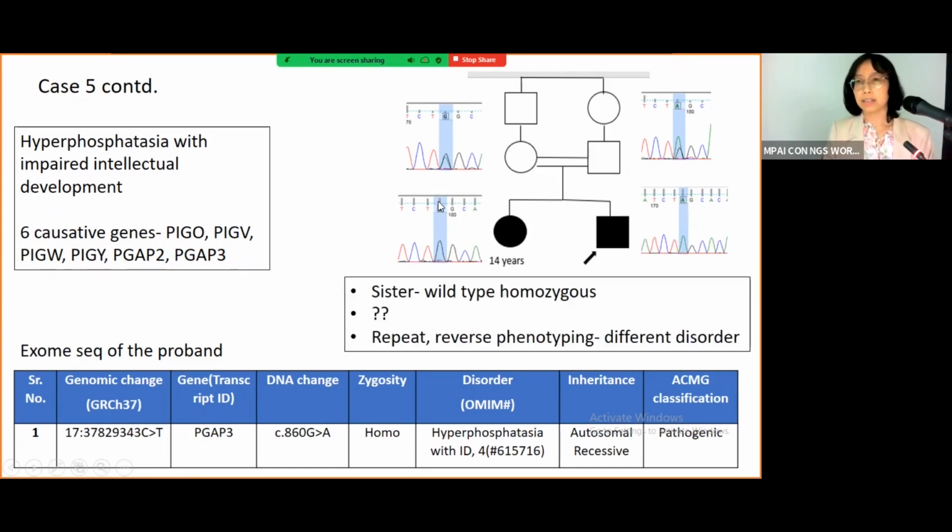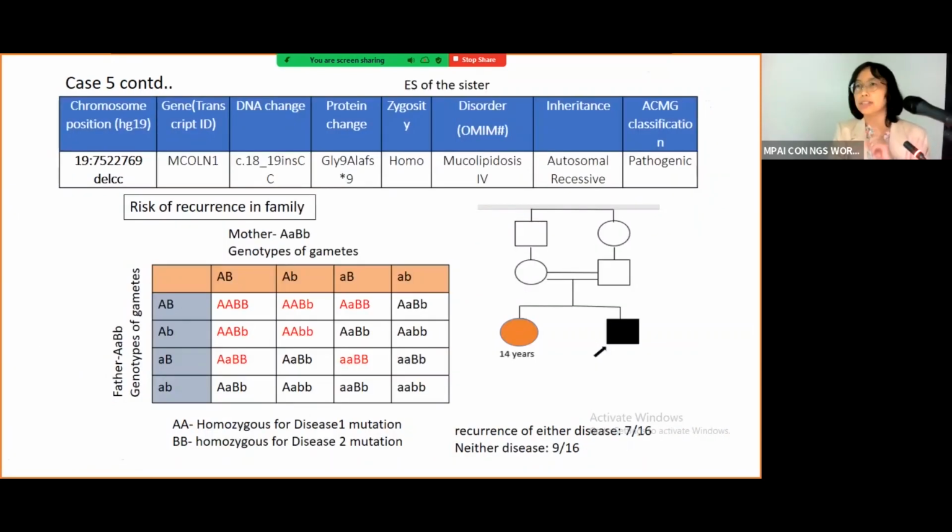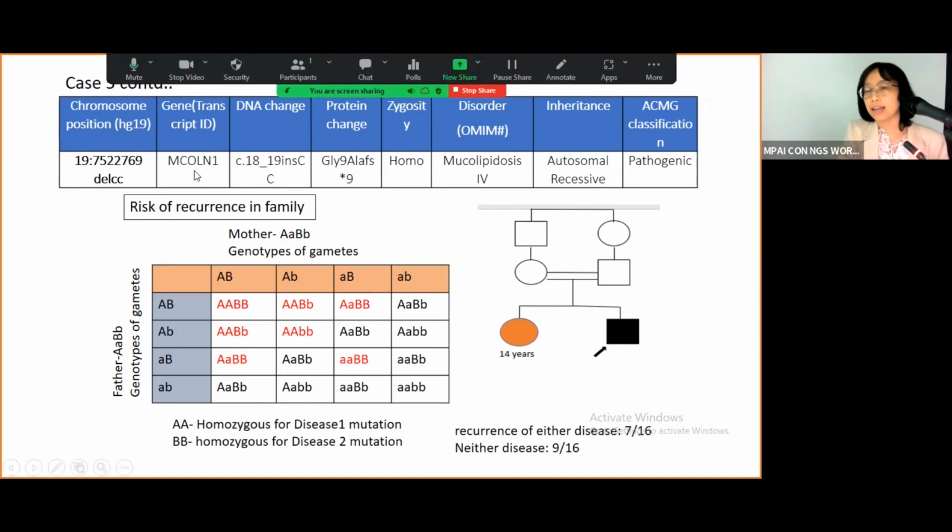So we were puzzled. We thought this might be a sample mismatch. So we again called the patient, took a fresh sample and repeated the sequencing, and got the same result. Then we reverse phenotyped and saw that there were subtle differences between the two affected siblings. So we concluded that she might have a different disorder. So we decided to do exome sequencing of the sister, and the sister had this homozygous frameshift variant in another gene which causes mucolipidosis type 4. So we have two different diseases in the same family.